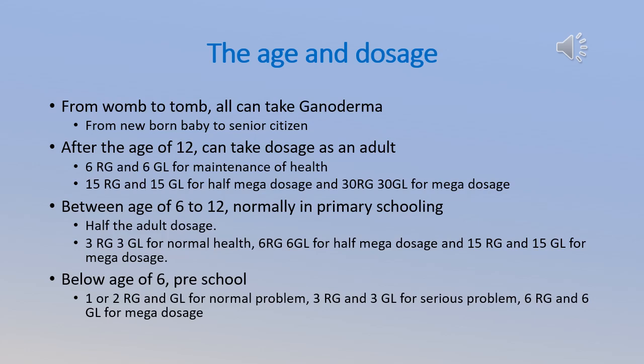For those below the age of 6, when the child is very small, we can mix it into the milk or a drink for them. Maybe 1 or 2 Rg and GL for a normal problem, 3 Rg and 3 GL for a serious problem, and 6 Rg and 6 GL for the mega dosage. So these are the general dosages, depending on the group of people and the body condition.